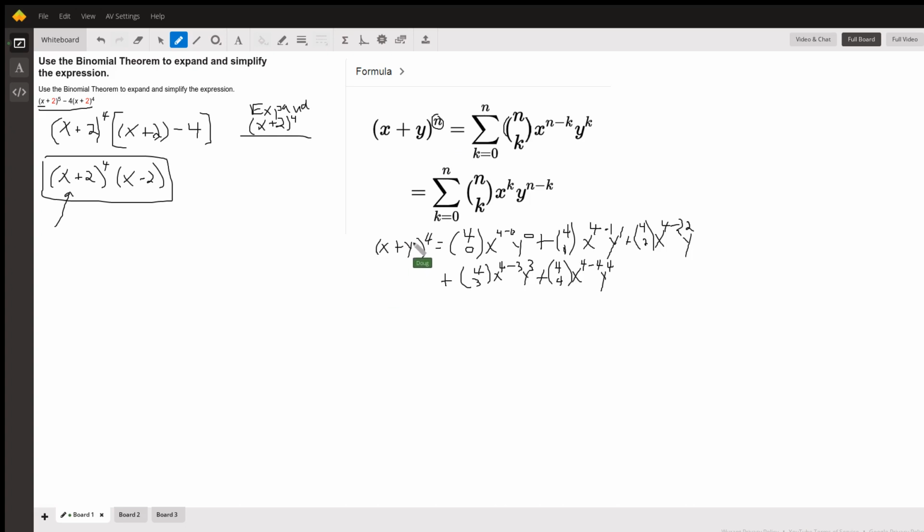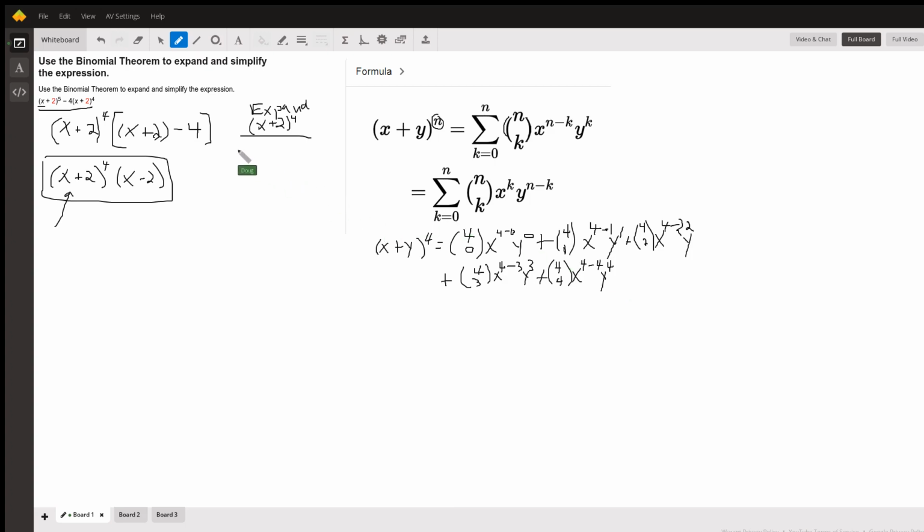So down here, I've applied the formula to x plus y to the fourth power. You can see that wherever there's a k in this formula, I've substituted a 0. And this is a minus 1 here. And that will take us to the fifth term.